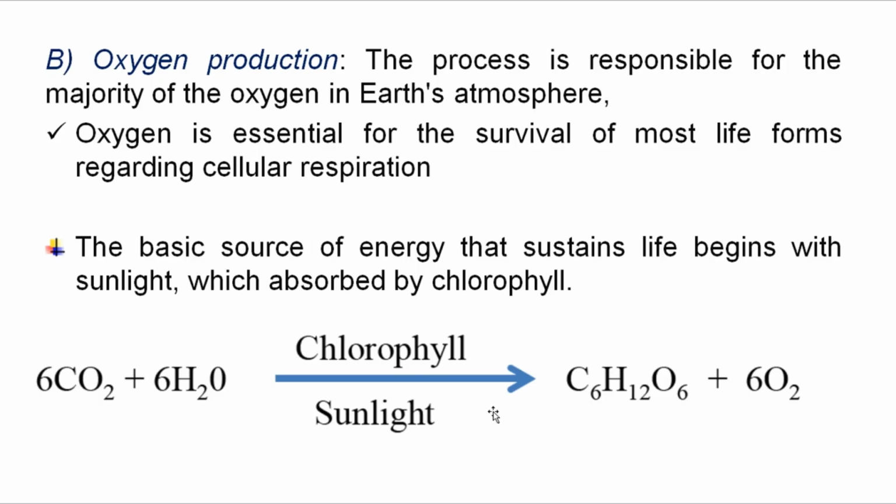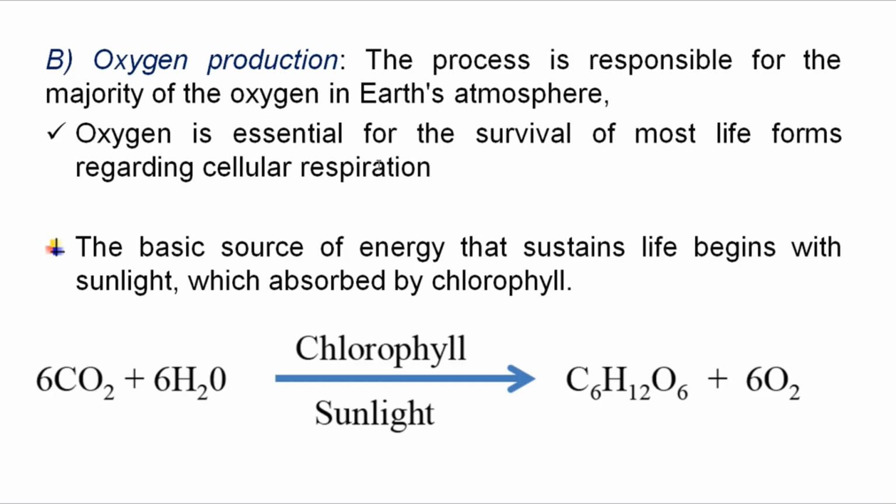Another importance of photosynthesis is oxygen production. The process is responsible for the majority of oxygen in Earth's atmosphere. Yes, so the majority of oxygen in Earth's atmosphere is produced by the process of photosynthesis. So the second importance of photosynthesis is for the production of what? Oxygen. Oxygen is essential for survival of most life forms regarding cellular respiration.